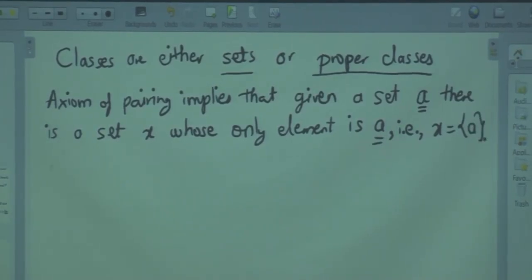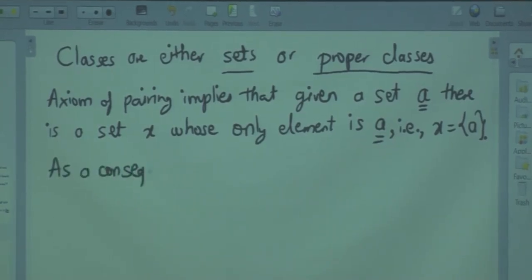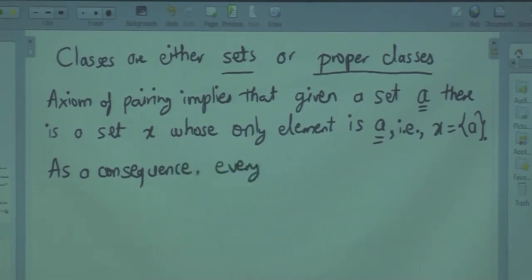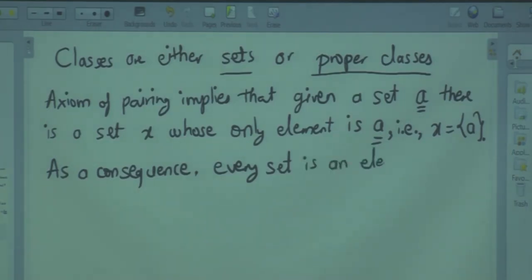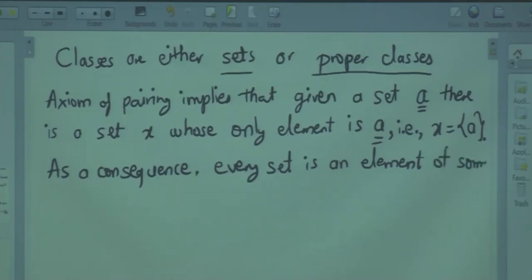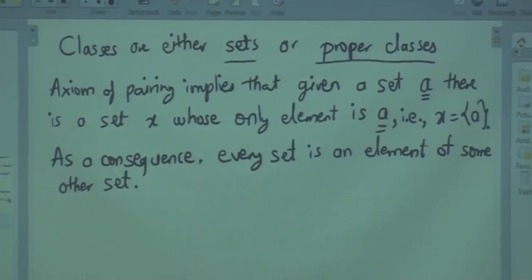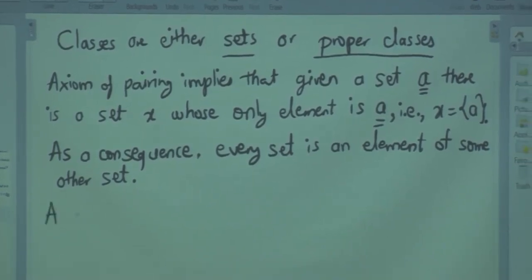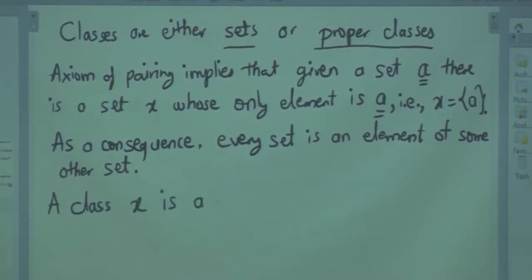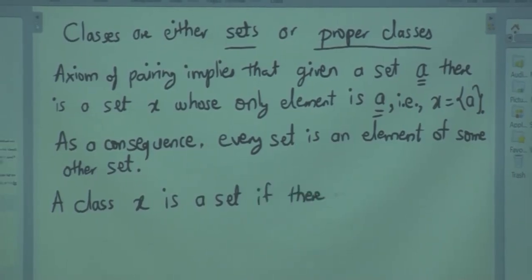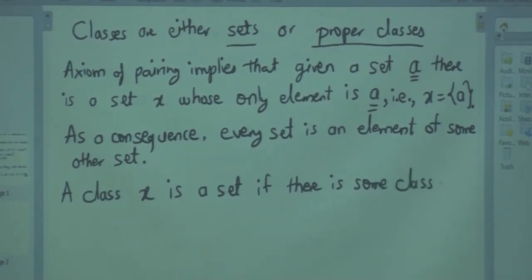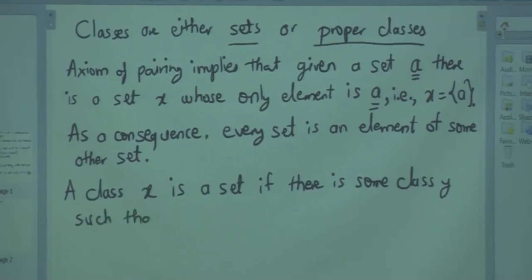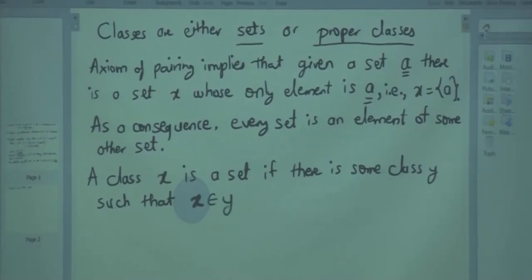That means, yeah, as a consequence, every set is an element of some other set. Do you agree with this? Yeah, every set is an element of some other set. So therefore, that is how we set distinction between sets and proper classes. So a class X is a set if there is some class Y such that X belongs to Y.